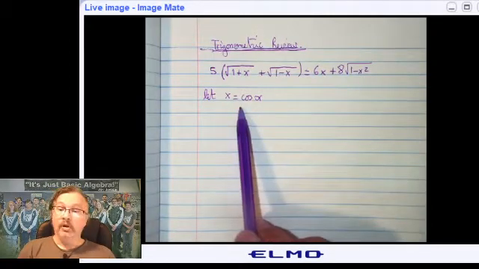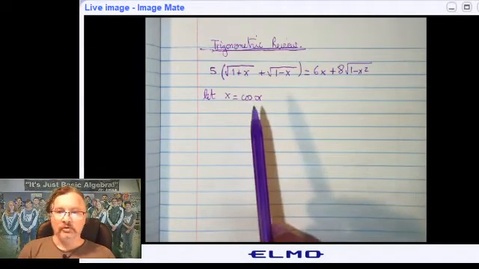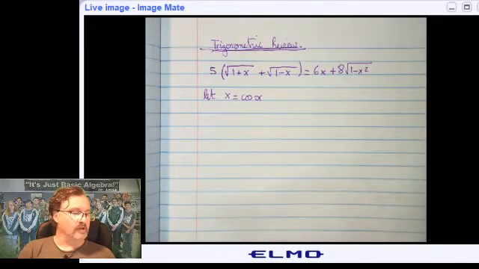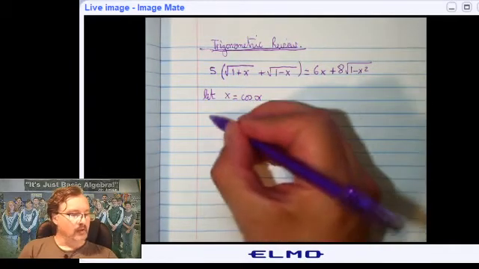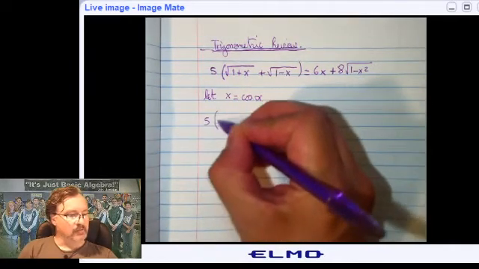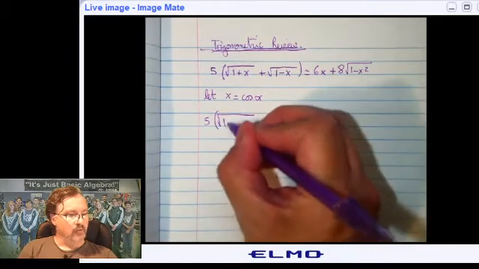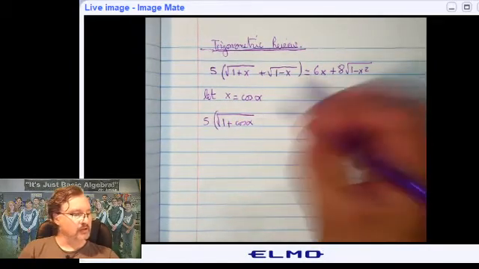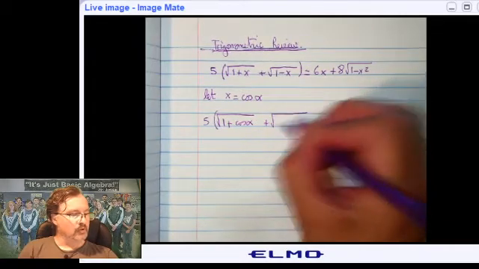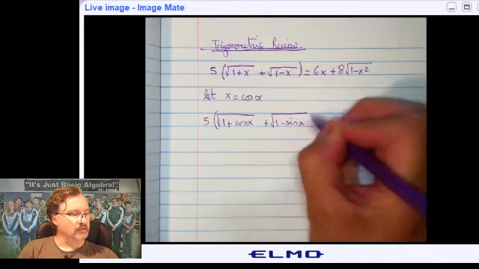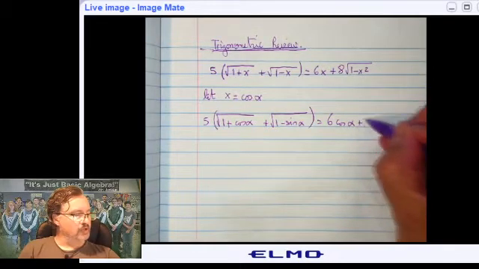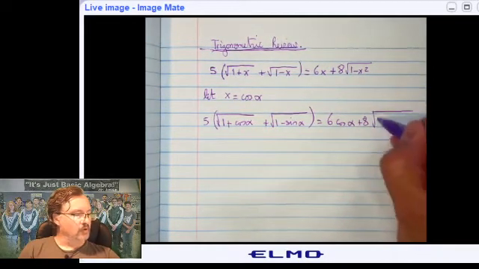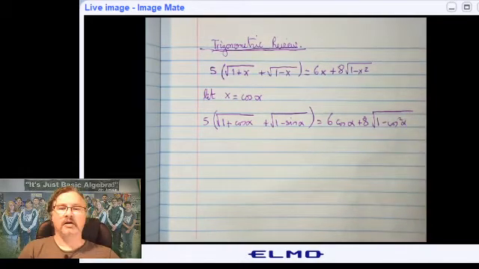Okay, will that yield results? We don't know yet, but we need to try things. Okay? So let's see what we can do here. Let's rewrite this, making that change of variable. That will become 5 times the square root of 1 plus cosine alpha plus the square root of 1 minus sine alpha equal 6 cosine alpha plus 8 times 1 minus cosine square alpha.